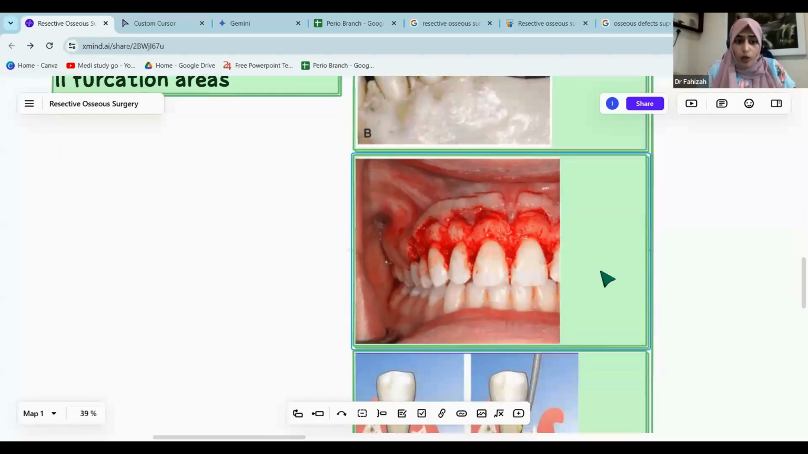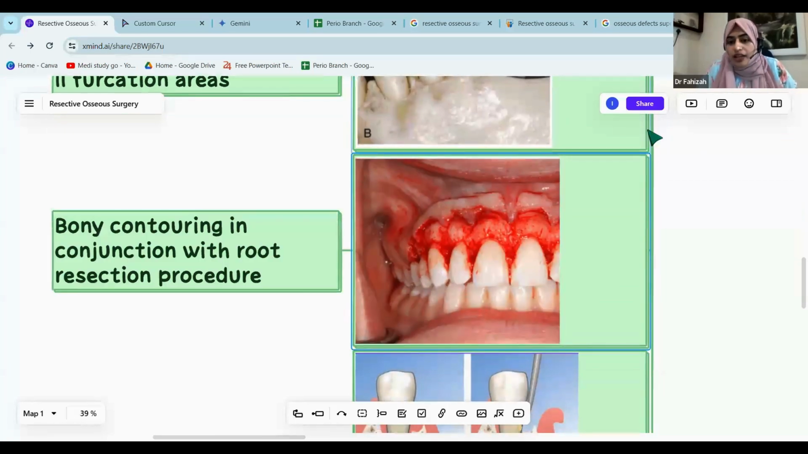Then we have bony contouring. Can you see the bulky bone which is seen over here? This is not called exostosis. This is the contour of the bone itself, which is very bulky. So at this position also, to maintain the aesthetics, we sometimes have to do the root resection procedure.